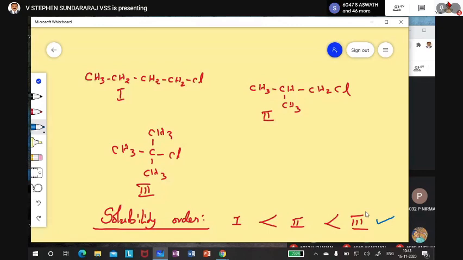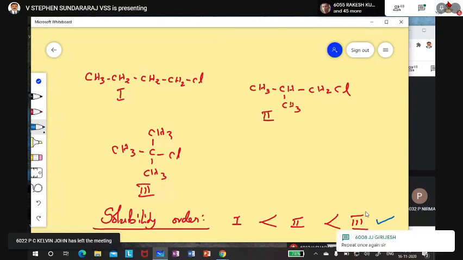Because in n-butyl, the first example you see, it is a very big size covering the molecule, since the surface area is more when it is unbranched. So water is not allowed to interact with the C-Cl part over that larger area. But when the branching increases, that hydrocarbon part becomes smaller and smaller. Therefore, water can interact a little more strongly, so they will have more solubility.